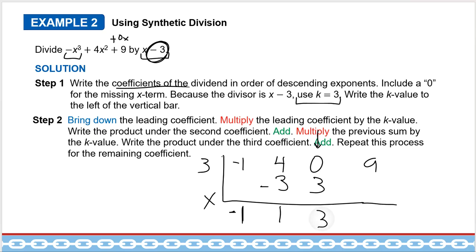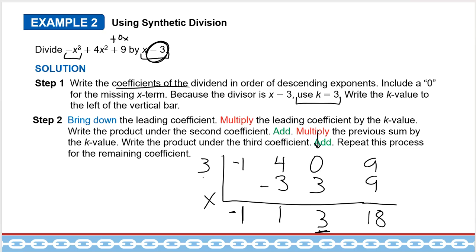I multiply this 3 that I just wrote right here, this 3 times the k-value. 3 times 3 is 9. And I sum down. 9 plus 9 is 18. Okay, these numbers that I wrote across the bottom give me my coefficients for my quotient, my answer. So I am going to pass out variables now, right?